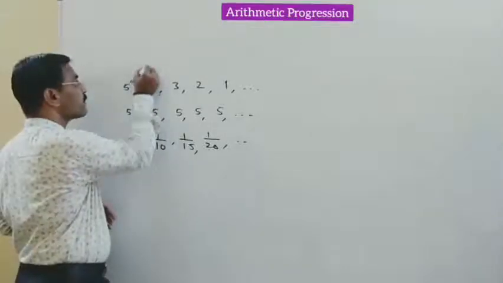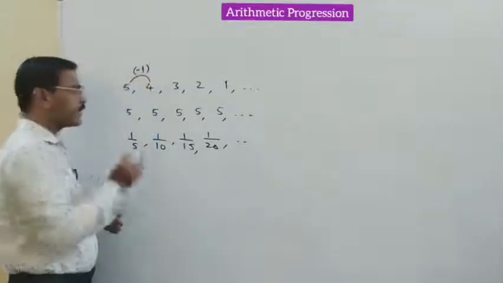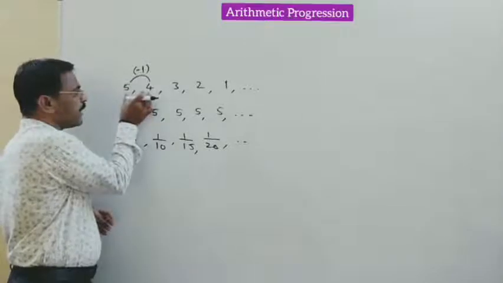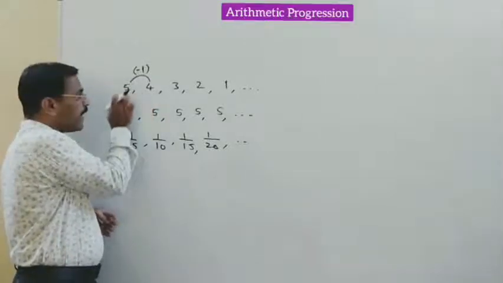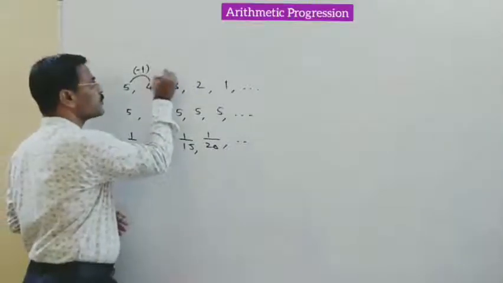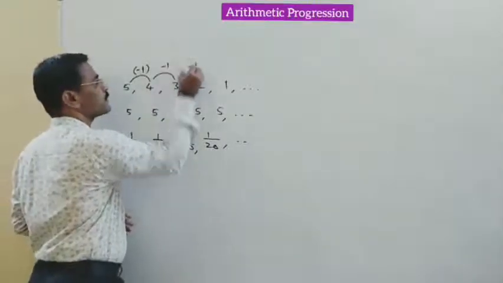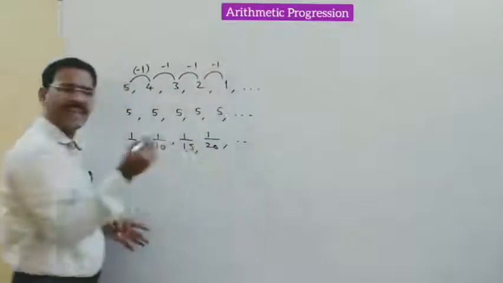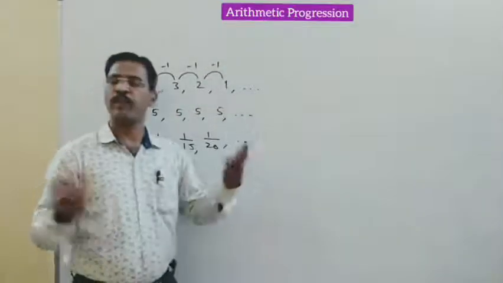Here the difference is minus 1. Okay, take here 4 and 5. The difference is what? 1. But for 5 and 4, what is the difference? Minus 1. Here also minus 1, minus 1, minus 1. Like this, and then we can write the next term very easily.